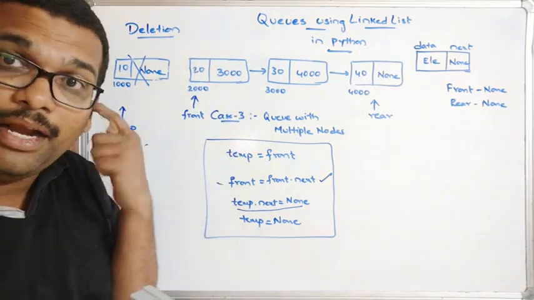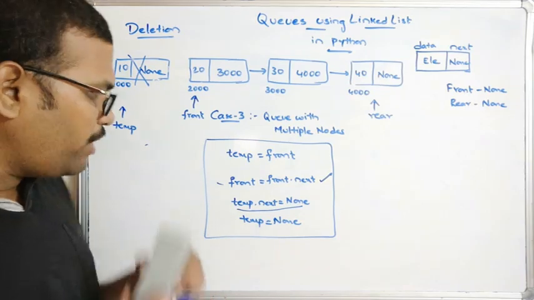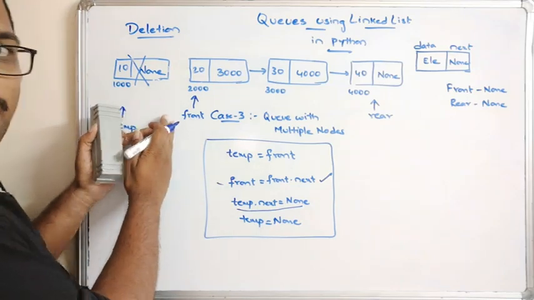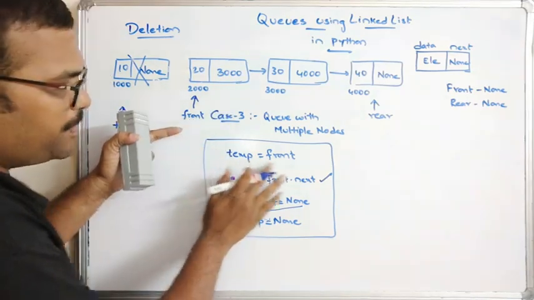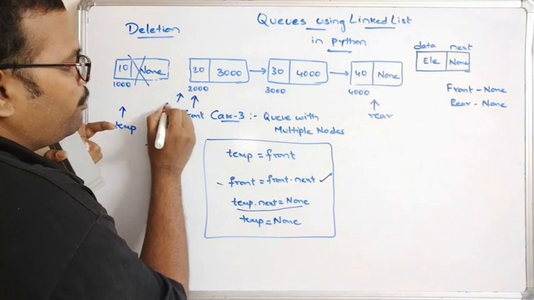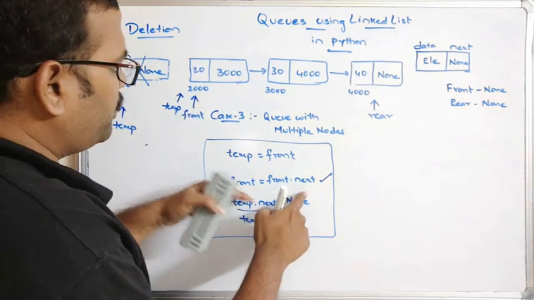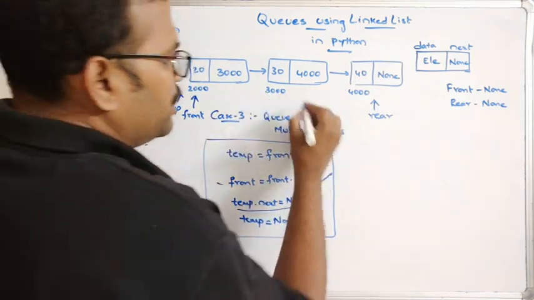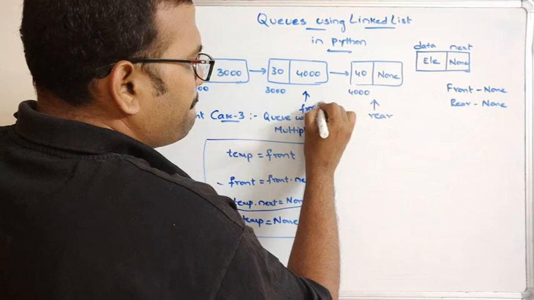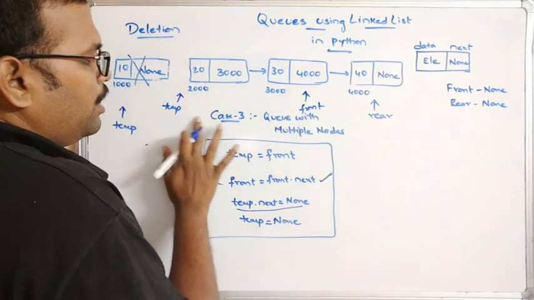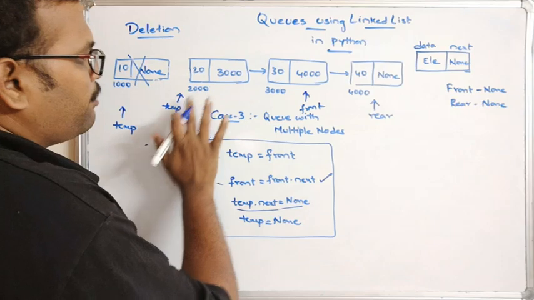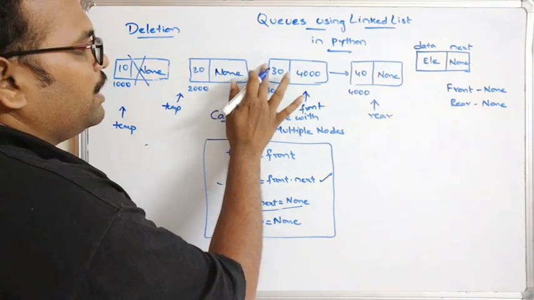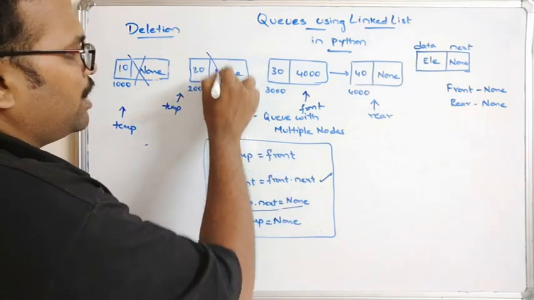We can delete the element from the front end. Once again, if you delete this one, now front is here. If you want to delete again, apply the DQ operation. Temp is equal to front means the temp value points here again. Front is equal to front dot next, so front will be moved to 3000. Here the front will be there, and here it will be removed. And temp dot next is equal to none, so the address will be removed and automatically the link will be disconnected. Temp is equal to none, and this will be deleted.